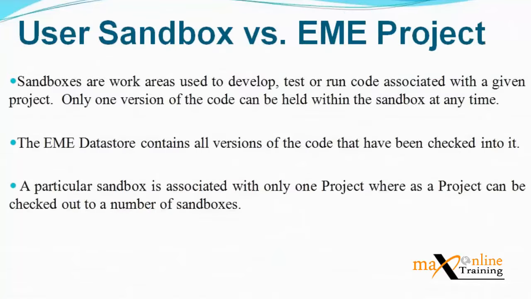And so the difference between sandbox and EME project, I have already told this to you. I'll just read out the slides. Sandboxes are work areas used to develop, test, or run code. Only one version of the code can be held within the sandbox at any time. The EME contains all versions of the code that have been checked into it. A particular sandbox is associated with only one project, whereas a project can be checked out to a number of sandboxes. This is clear, right? Actually, the project to sandbox, it is one to many. One project, but user sandboxes will be more according to the number of developers.